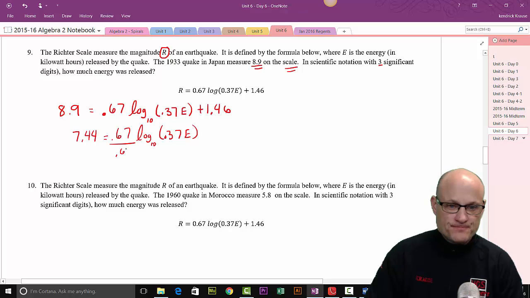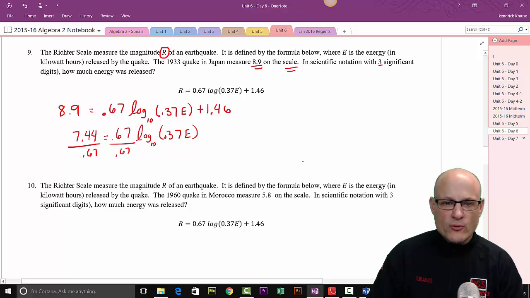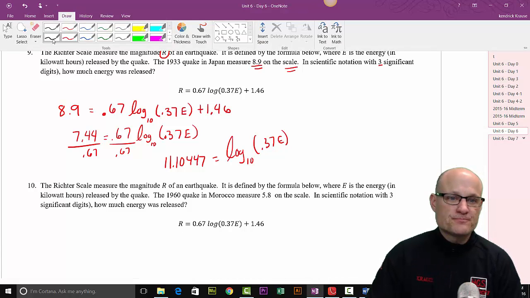Divide by 0.67. So I get, it's going to be bigger. It's going to get bigger when you divide by 0.67. You get 11.1044. Oh, my dog's making friends with the neighbors. 11.1044 is equal to log base 10 of 0.37e. Okay. Let me get out a different color.